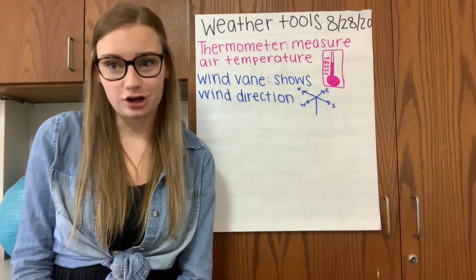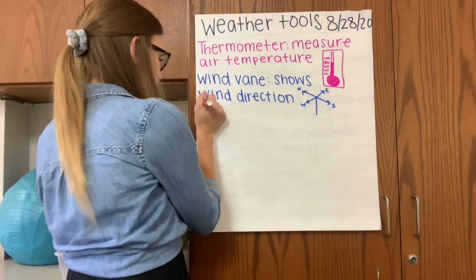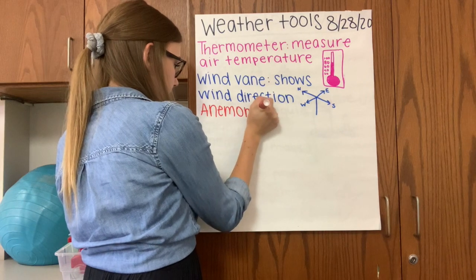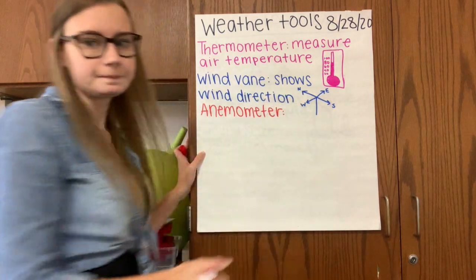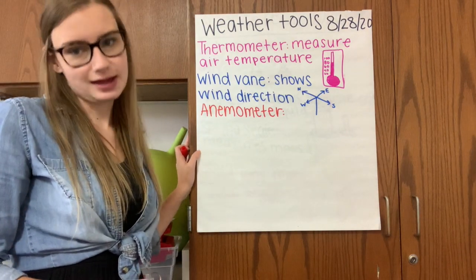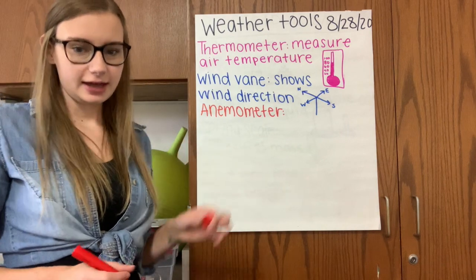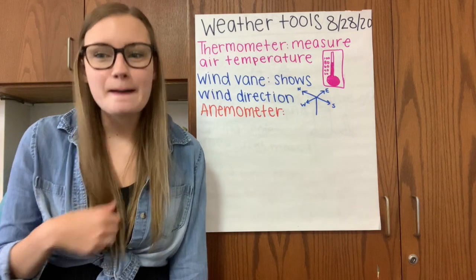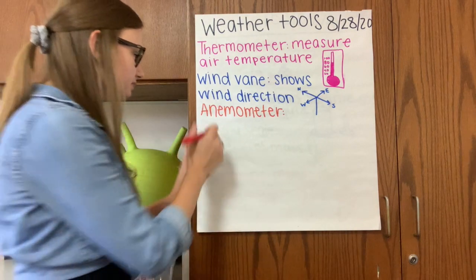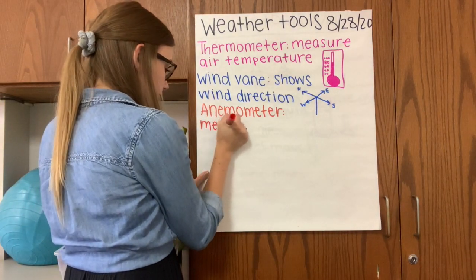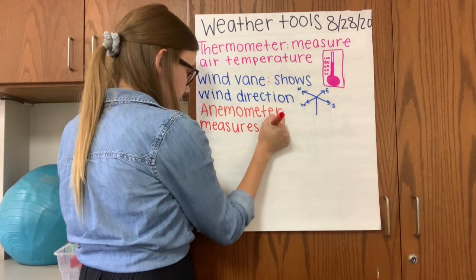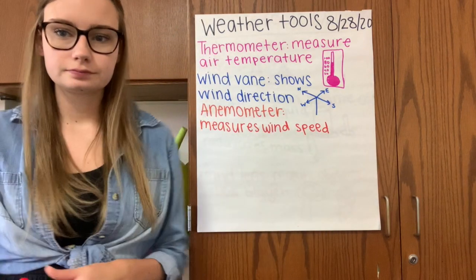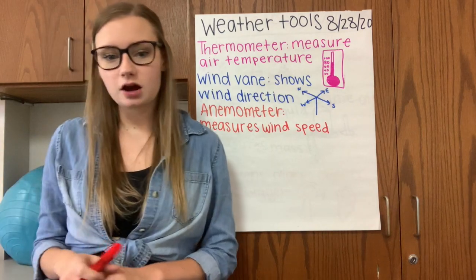All right, now an anemometer. It's a tough word to spell, so pay attention. A-N-E-M-O-M-E-T-E-R. Anemometer. Yes, I can't even say it. An anemometer measures wind speed. Measures wind speed. Let's not forget our picture.